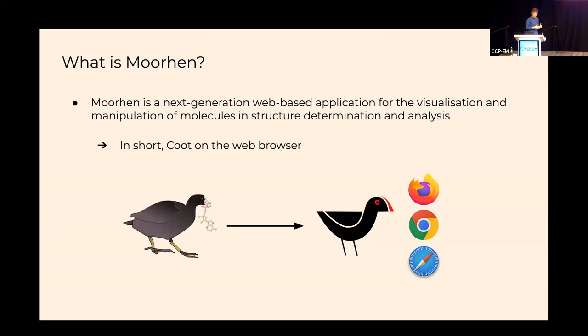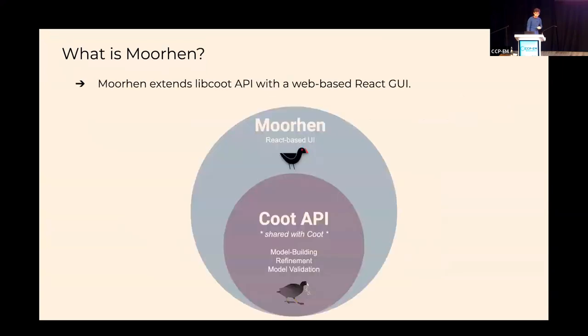What Moorhen aims to do is just to deliver that same set of functionalities, that same experience on the web browser. The way you would start Moorhen is different than the way you would start desktop Coot. You would just open your browser of choice, so Firefox, Chrome, or Safari, type in a URL, and then you get started using Moorhen without having to install any software.